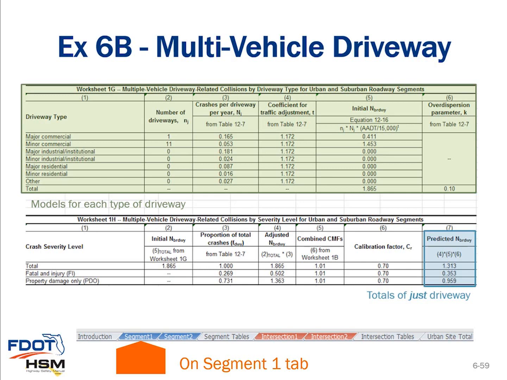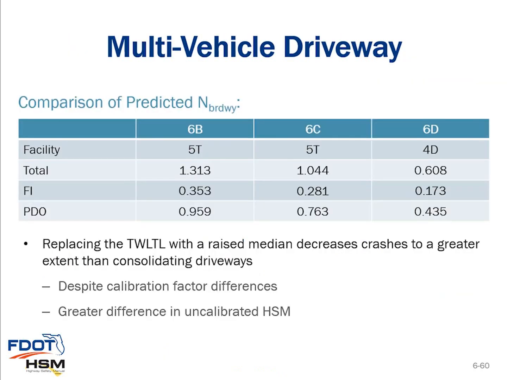We can go through and do similar analysis, compare those in 6C and 6D, and you can see here that the multi-vehicle driveway crashes for the 5T under example 6B is considerably higher than the 4-lane divided alternative, which you would expect, because you have better access control. And so even with the calibration factor differences, you are seeing the results you would expect regarding driveway crashes.